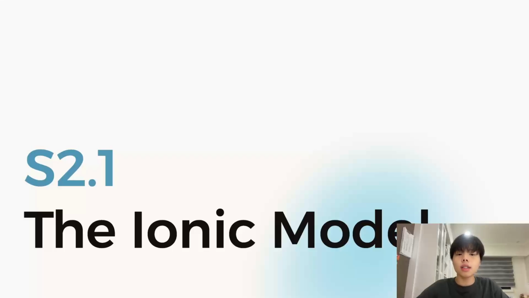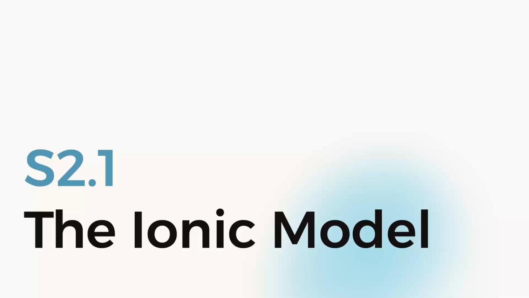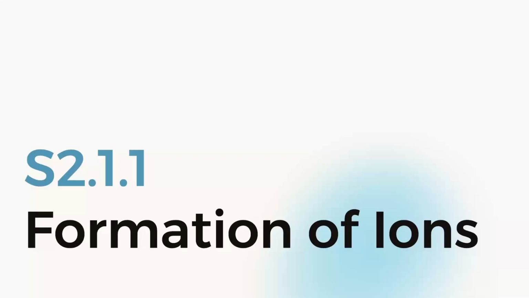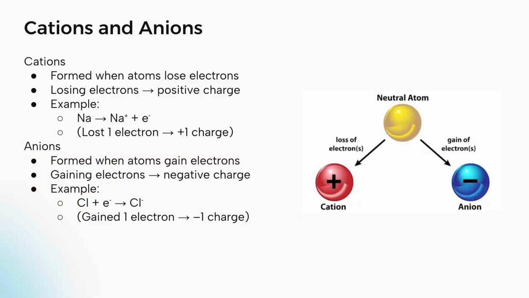Starting with the content, Structure 2.1, formation of ions. When talking about formation of ions, there are two key concepts to consider. First of all, the cations and anions. Cations are formed when atoms lose electrons. Losing electrons means positive charge. For example, if sodium loses one electron, it means plus one charge, so Na+.